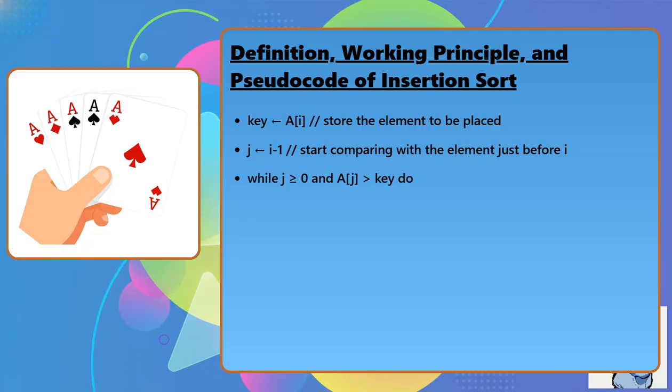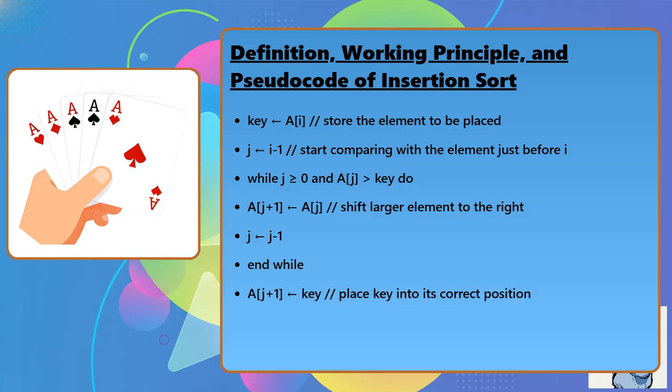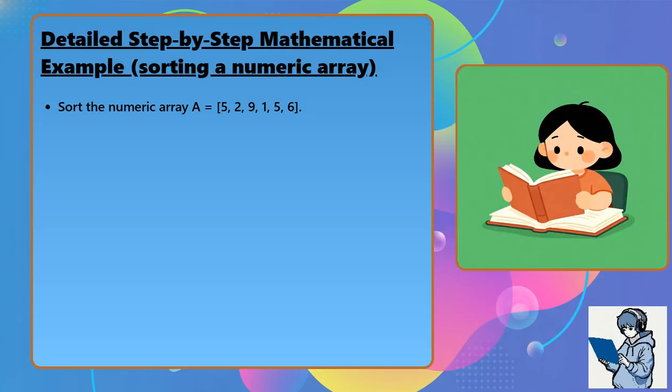While j greater than or equal to 0 and A[j] greater than key do. A[j+1] equals A[j], shift larger element to the right. j equals j minus 1. End while. A[j+1] equals key, place key into its correct position. End for.